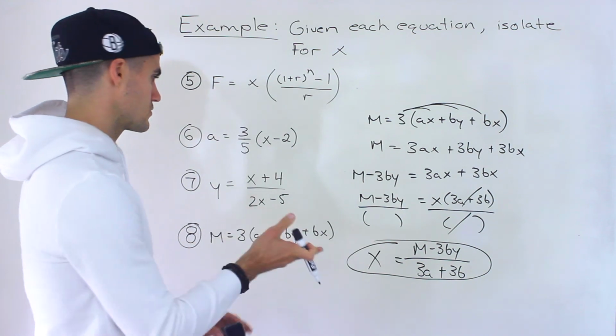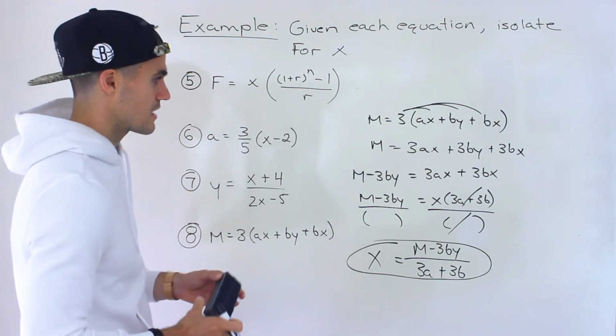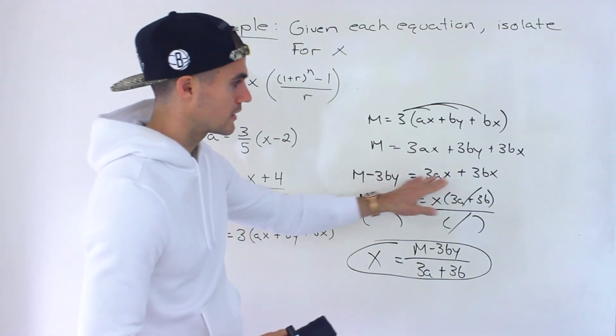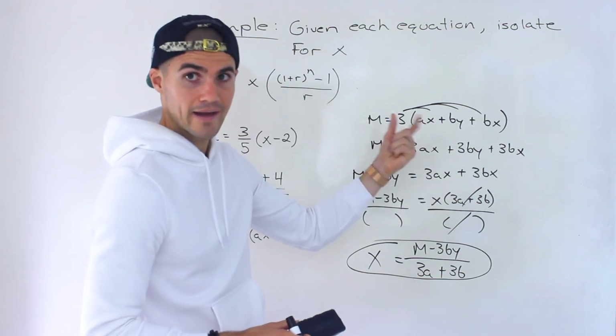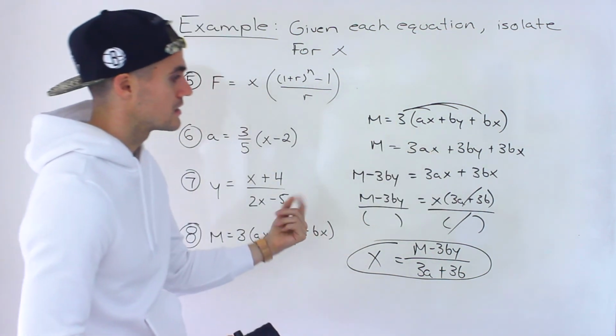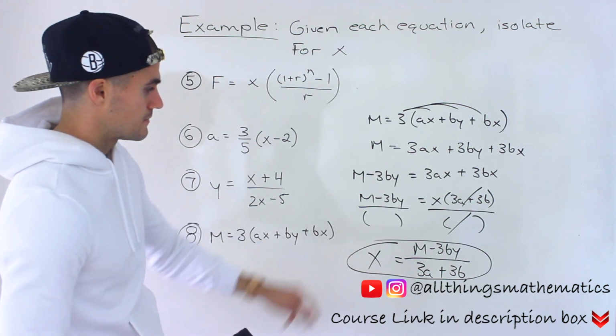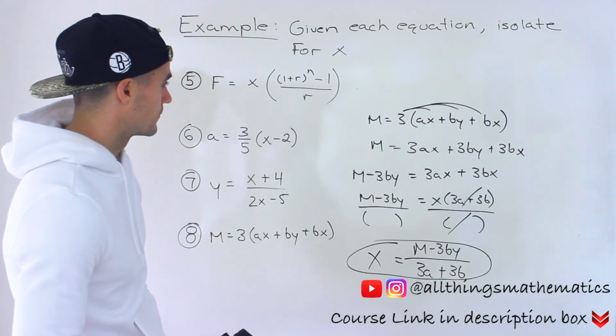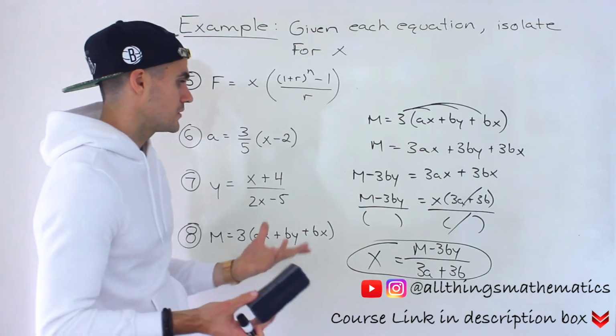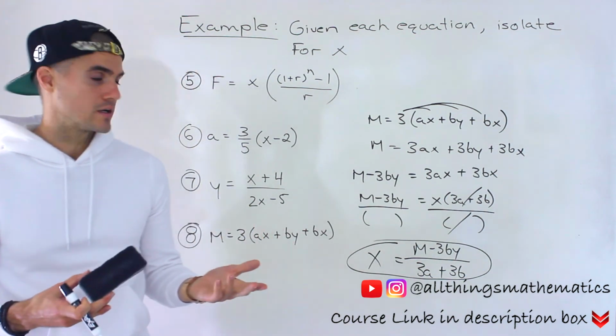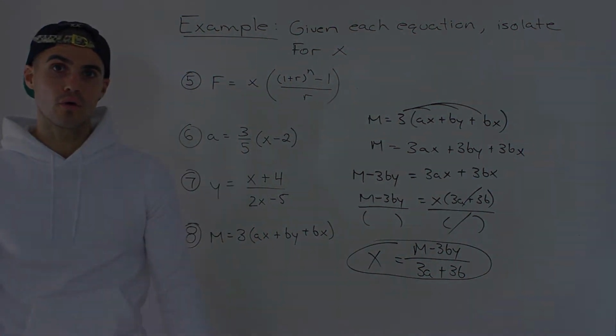So kind of similar to question 7, this part over here, where you've got to keep all the terms with an x on one side, factor out that x, then divide both sides by that bracket. But yeah, that's how you go about it. All right, so just a couple of different formats you can run into when you're isolating for x.